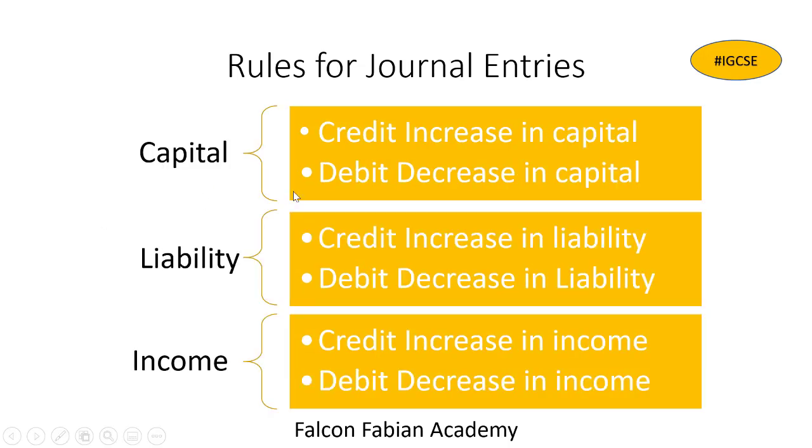The rule for capital is credit increase in capital and debit decrease in capital. So when does your capital increase? If you remember your accounting equation, when the owner introduces money in the business, capital increases. Therefore, when the owner introduces capital, it needs to be credited. And when he withdraws money, so whenever there is drawings, that needs to be debited. The rule for liability is credit increase in liability and debit decrease in liability. And the rule for income is credit increase in income and debit decrease in income.